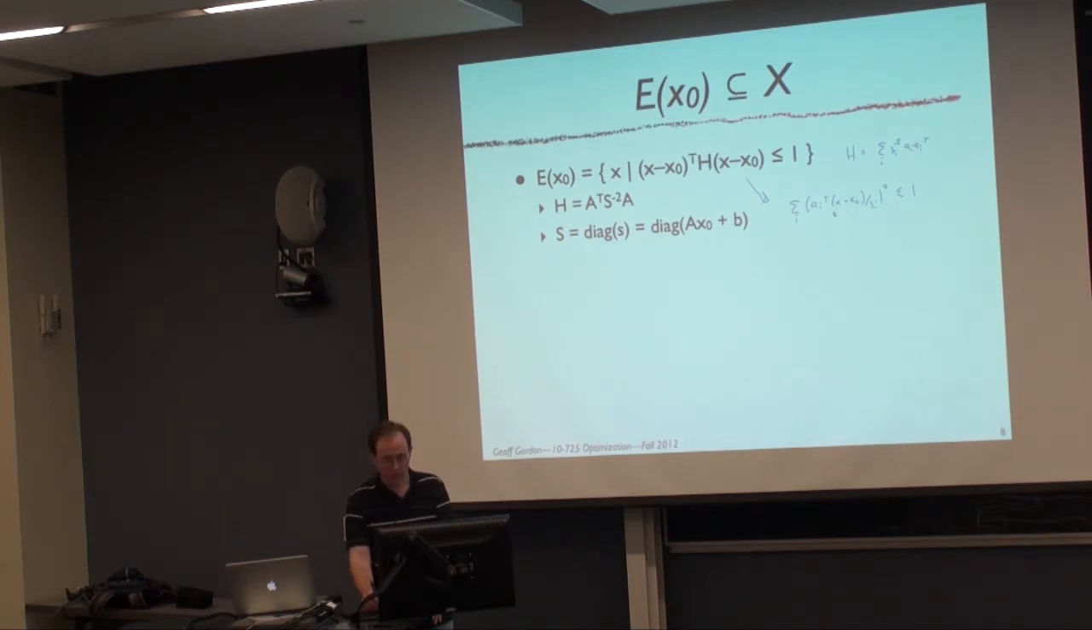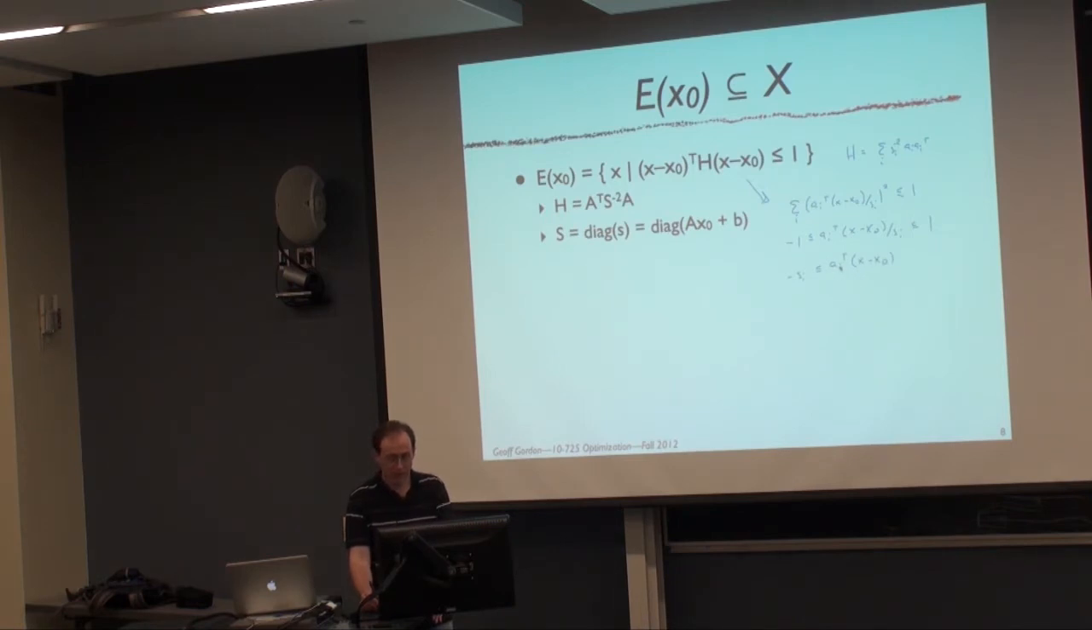So that sum being less than 1 means that every term in the sum has to be less than or equal to 1. And with this, getting rid of the square, that's the same as saying minus 1 is less than or equal to ai transpose (x minus x0) over si is less than or equal to plus 1. Right? So let's take this left-hand one and multiply through by s. So we have minus si is less than or equal to ai transpose (x minus x0).